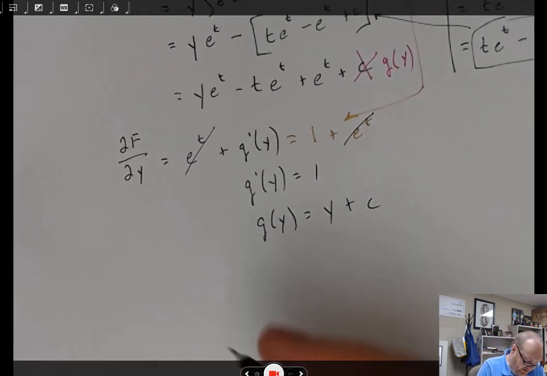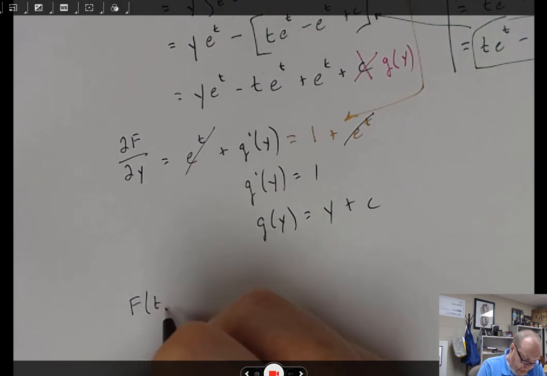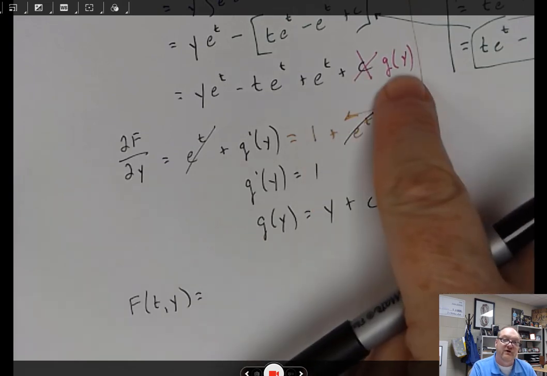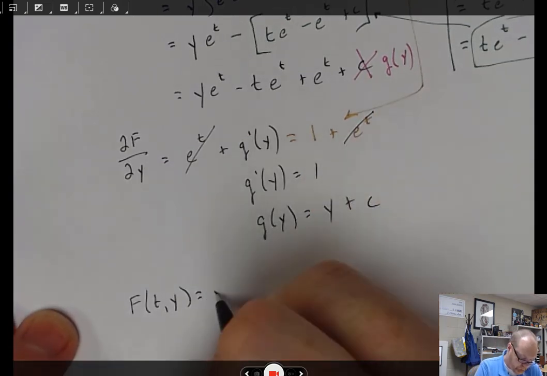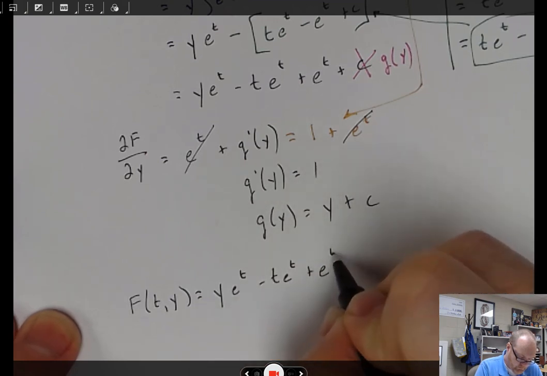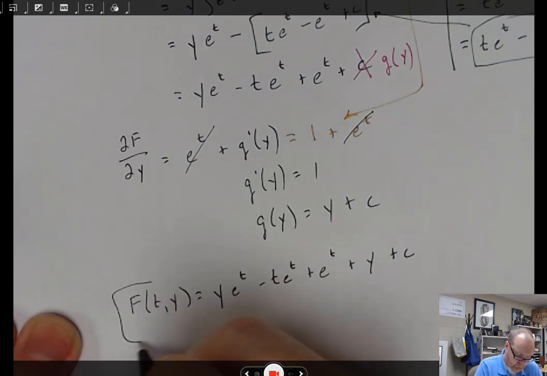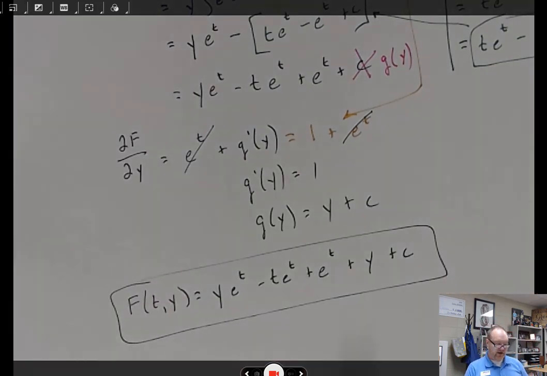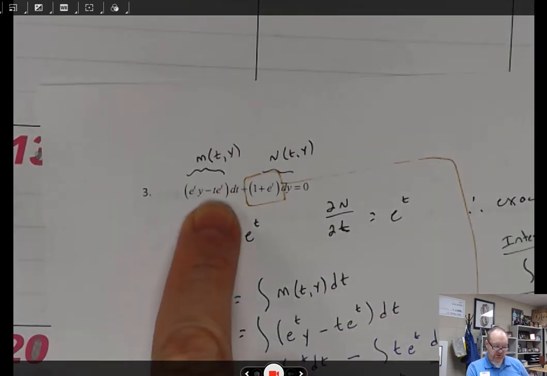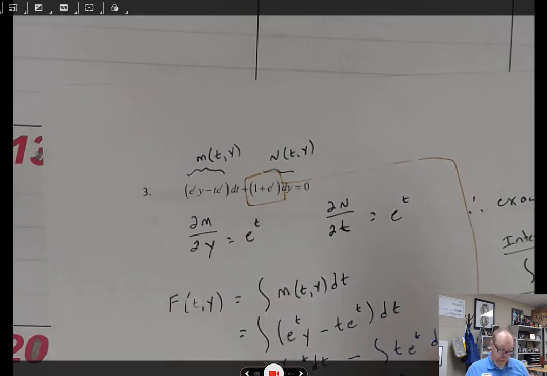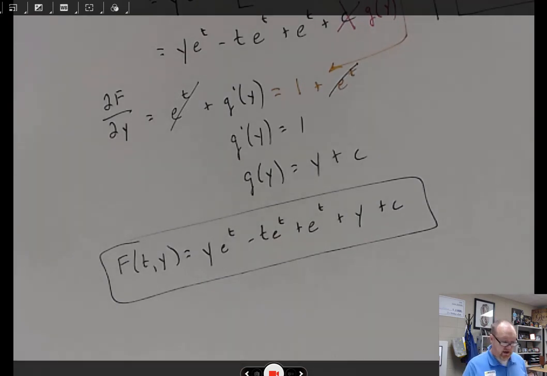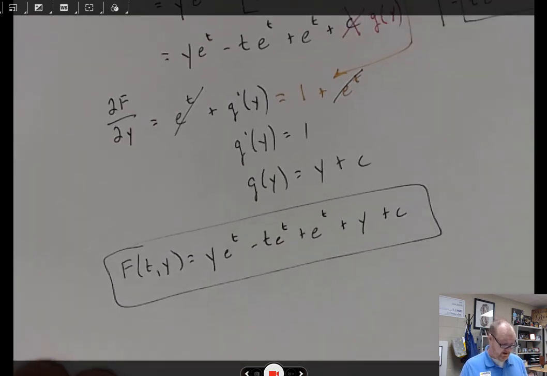So finally, my f function is everything up here plus this g function that I just found. And once more, if you take that function and you differentiate with respect to t, you'll get this portion. If you differentiate with respect to y, you'll get that portion. Exact equations aren't too bad. They look lots worse than they are, but the procedure works the same every single time.